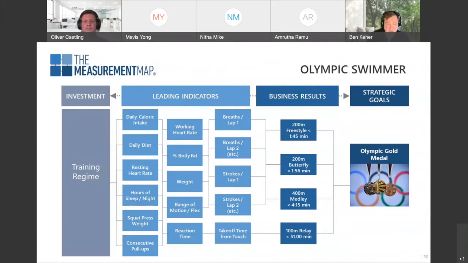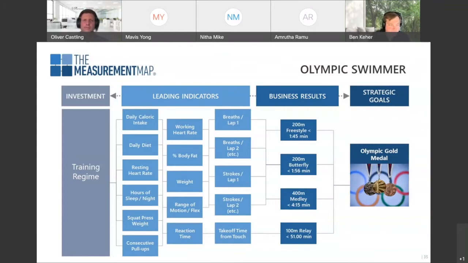What's my reaction time? How's my tumble turn? What's my body fat percentage? What's my caloric intake? What's my resting heart rate? How much sleep am I getting? What are my weightlifting numbers? And so when I've defined that, now I can start to craft a training regime that's going to help take Michael Phelps to the Olympics.